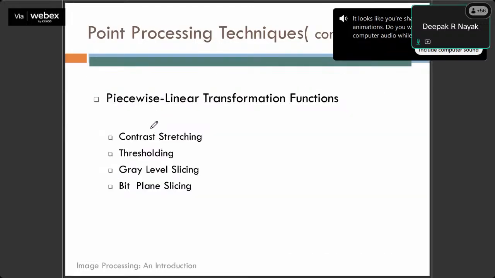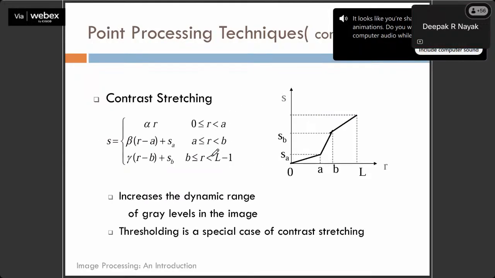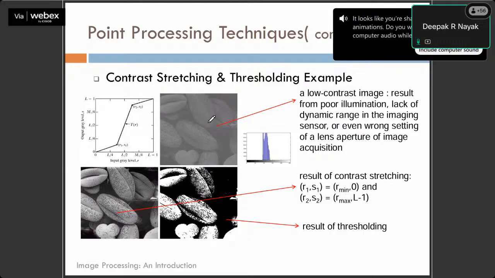Similarly, we have a lot of other techniques. Contrast stretching is one of the most important techniques useful for enhancing the contrast of the image, which basically increases the dynamic range of the gray levels in an image. Let me show you the output directly, then you will get to know about contrast stretching.